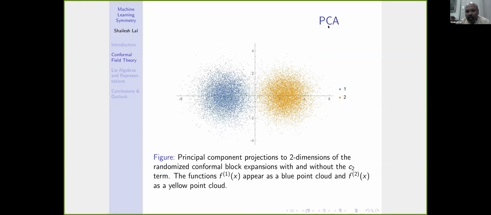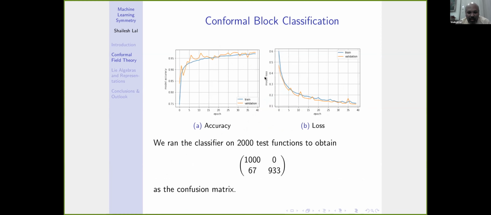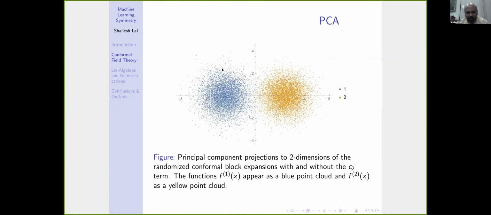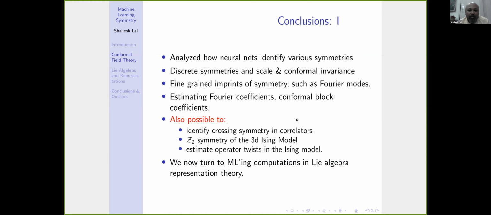And again, you could ask: are these data sets intrinsically different? And indeed, it turns out that they are. So again, you have this nice separation into blue and yellow point clouds of these two classes of functions, although they're not as well separated as before, but nonetheless, you really do have a very nice separation. Right. So this is essentially the first part of the talk.